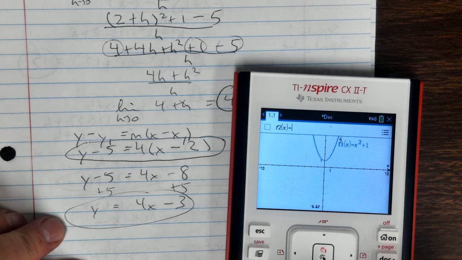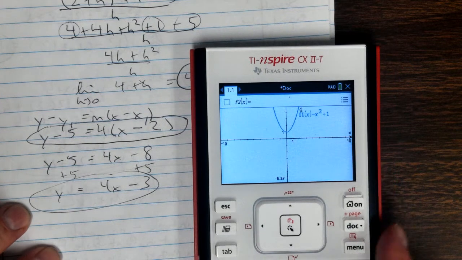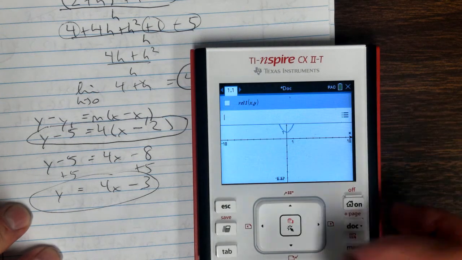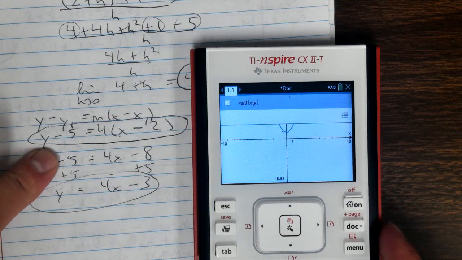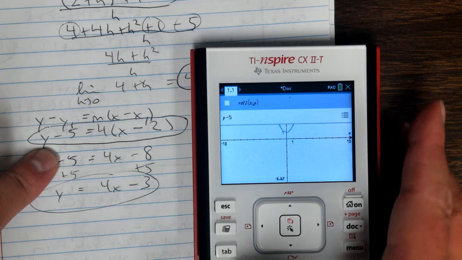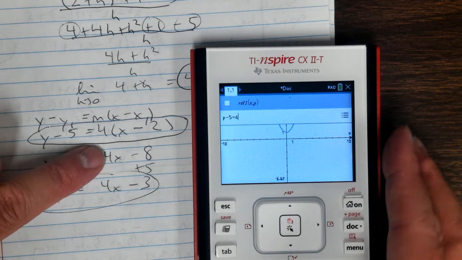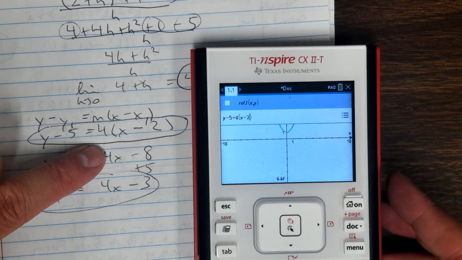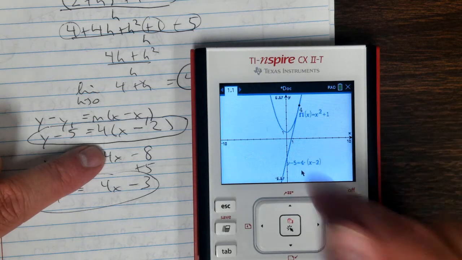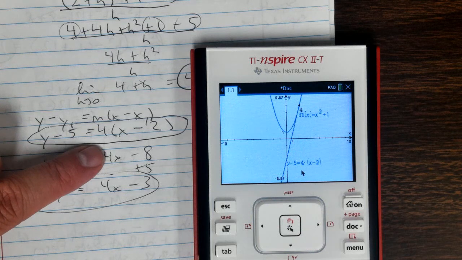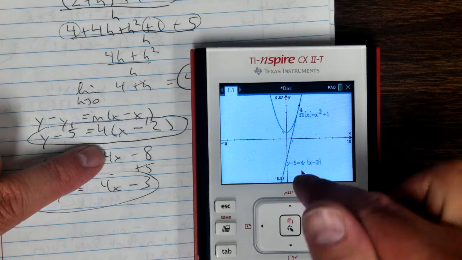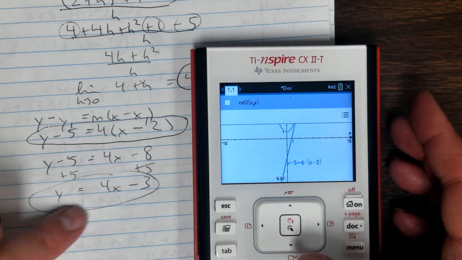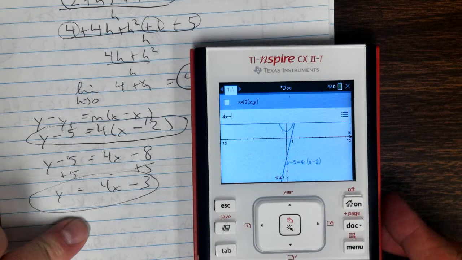I'm going to use this as a time to press delete and graph a relation. That's going to be y minus 5 equals 4 parentheses x minus 2. When you graph a relation, then you don't have to solve for y. Okay, so there it is. I can even double check one more time by doing 4x minus 3.